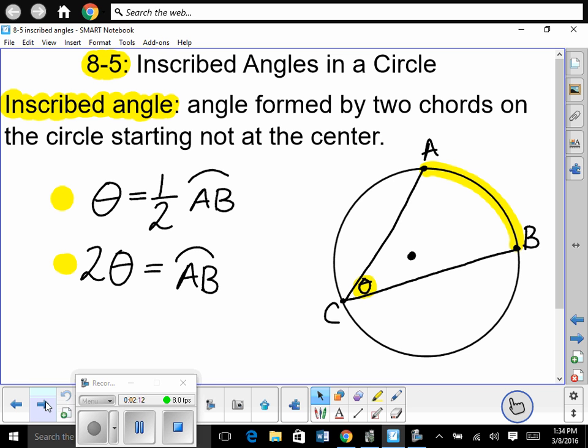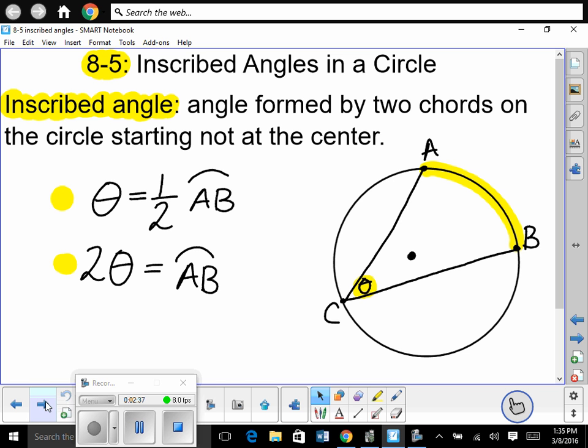So let's put that into context. If this arc is 60 degrees, then this will be half that amount. Therefore, my inscribed angle would be 30, because that's half of it. Does that make sense, everybody? An inscribed angle is half of the amount of its intercepted arc. So let's go backwards. If this is 30 degrees, couldn't we take 30 degrees times 2 to get this arc?